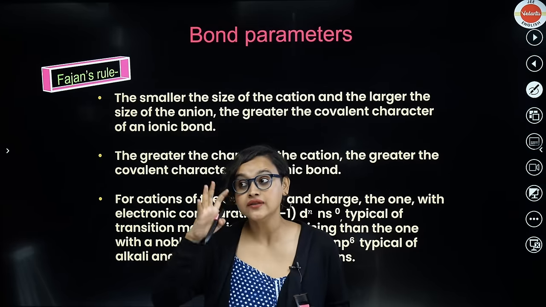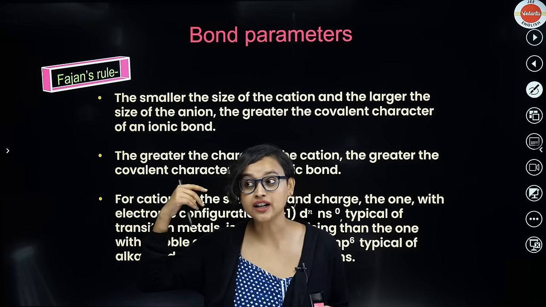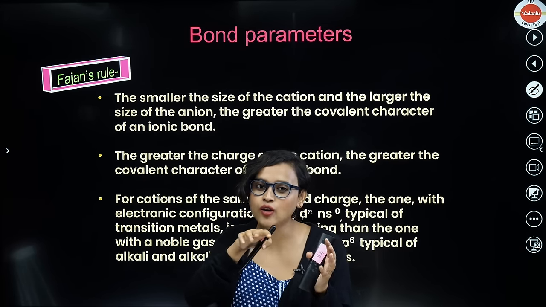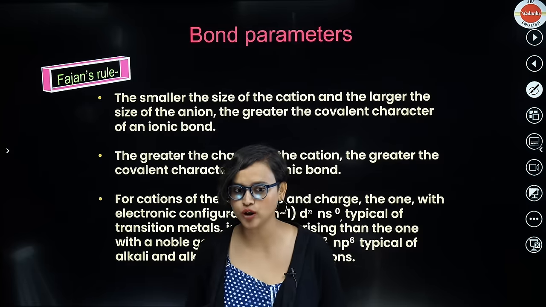Now, the second point he said was, the greater the charge on the cation, the greater the covalent character of the ionic bond. If the cation has a lot of charge, let's say it's 2 plus, 3 plus, then what will happen? The covalent character of the ionic bond will be more. Basically, it will be leaning towards covalent bond more.